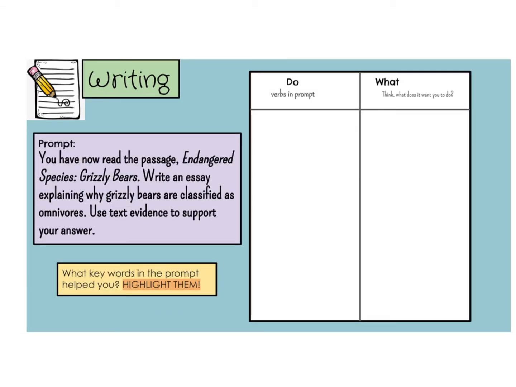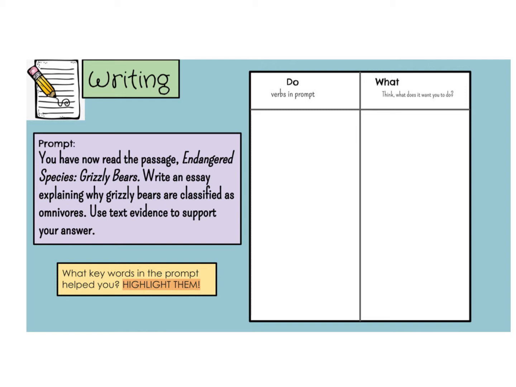Now let's dive into this week's RACES writing prompt. Please fill in my blank as we look at the prompt in the purple box. You have now read the passage, Endangered Species: Grizzly Bear. Write an essay explaining why grizzly bears are classified as omnivores. Use text evidence to support your answer. Now, I cannot write about this prompt if I do not understand it first. So in this class, we will always break down a new prompt using a Do-What T-chart so that we know everything we need to include in our writing before we ever start brainstorming.